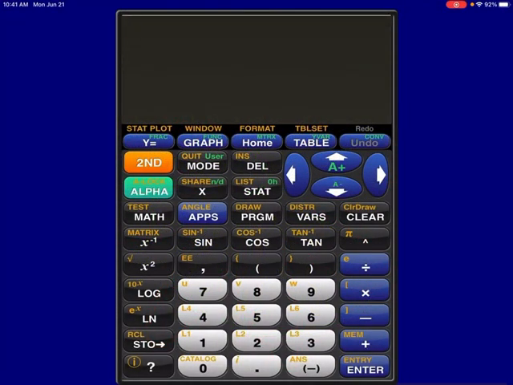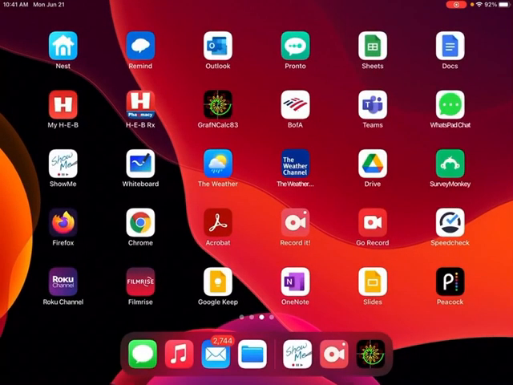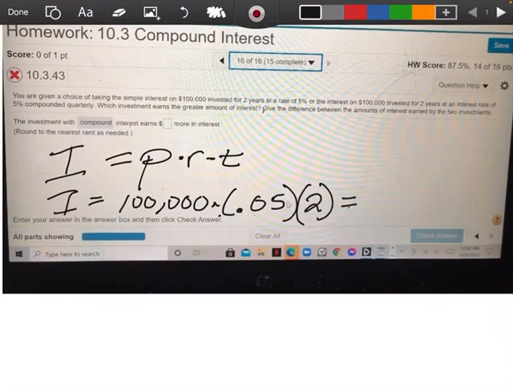So here's my calculator app. Let me clear this out. 100,000 times 0.05 times 2. And I'm coming up with 10,000. Okay. So that's giving me 10,000.